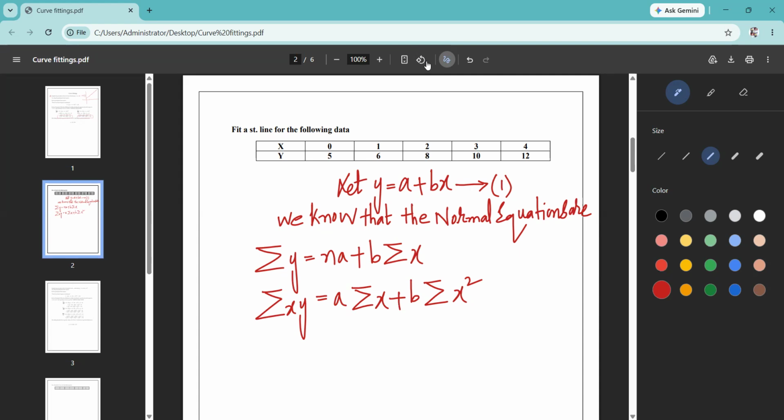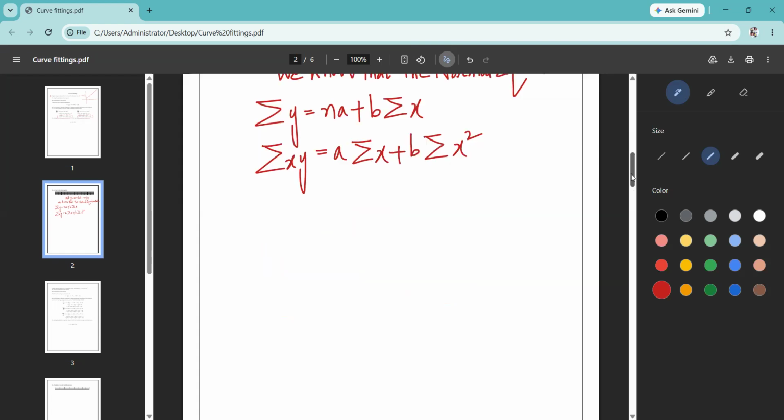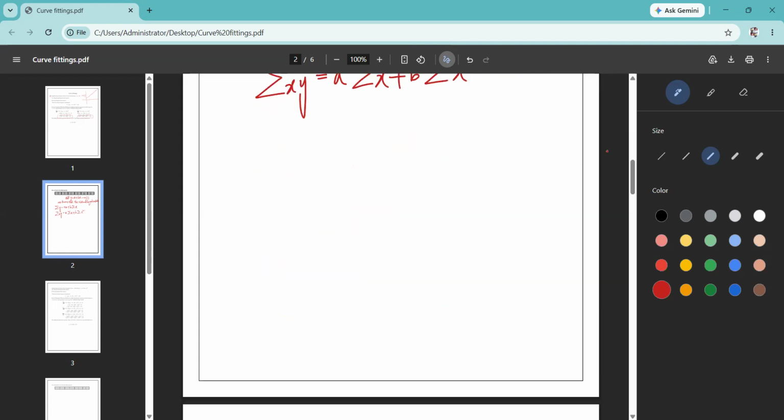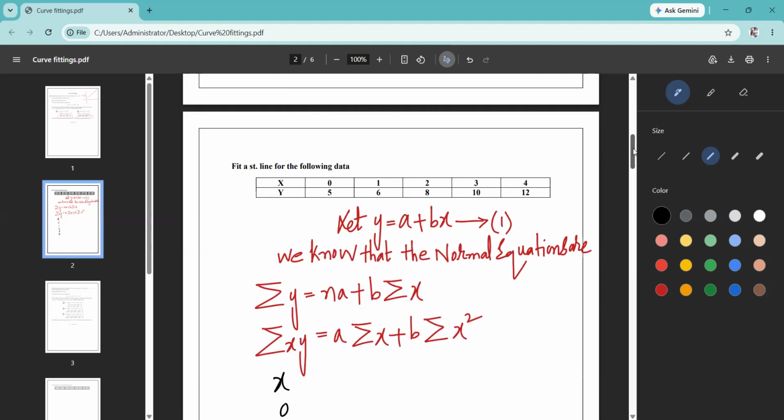So in your question paper, if it is given, you have to draw the table here separately. But here I am not going to draw the table because it will take a lot of time. Directly I'm writing the x values. The x values are 0, 1, 2, 3, 4. Look at that. In our question, it is already there. X values are 0, 1, 2, 3, 4.